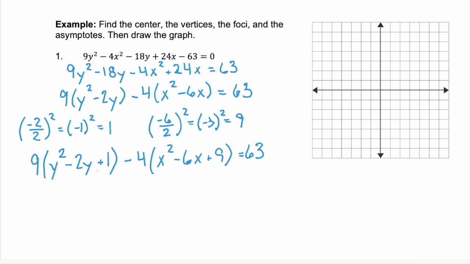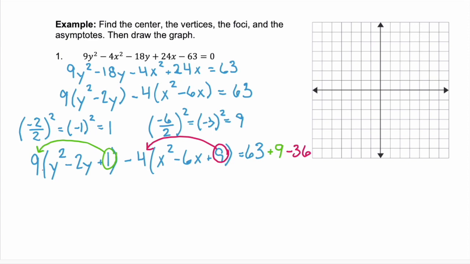Okay, for our y, to complete the square, we added a 1, correct? But that 1 is being multiplied by a 9 because we had to pull out that GCF. So we need to add 1 times 9, or 9, to the right-hand side. Now look at our x. When we completed the square, we had to add 9, but that's being multiplied by a negative 4. 9 times negative 4 is negative 36, so we have to add or subtract a negative 36. So we're adding a negative 36 or subtracting a 36. Okay, don't miss that step.